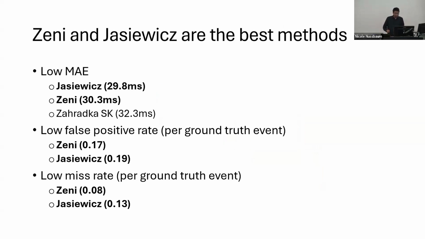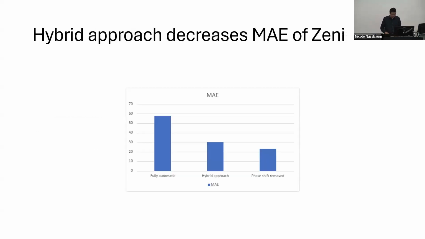Zeni and Jasiewicz, two of the authors of the papers that we drew from, were the best methods. The machine learning methods did not perform well at all. Zeni and Jasiewicz were the best kinematic methods. They had low mean absolute error, low false positive rate, and low miss rate. We also showed that our hybrid approach decreases the mean absolute error of Zeni by a very large amount compared to the fully automatic approach where we don't manually annotate anything. And the third bar in the diagram is the theoretical optimum if we had perfect removal of phase shift.